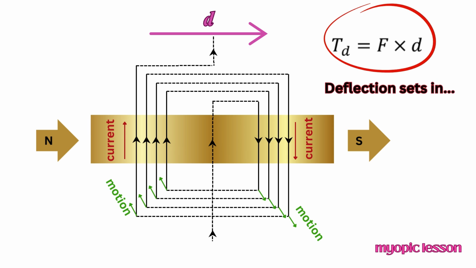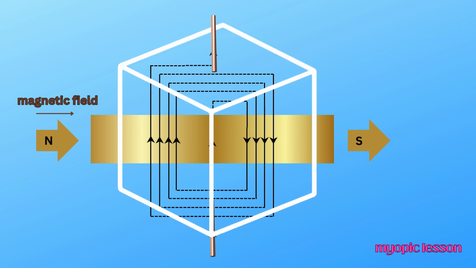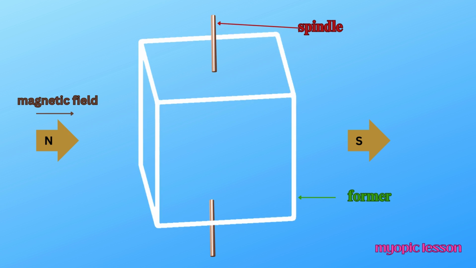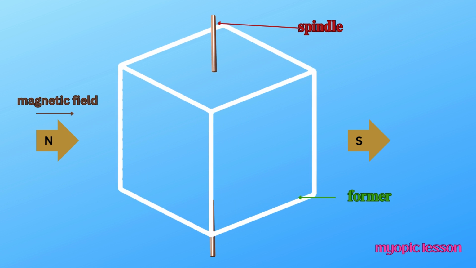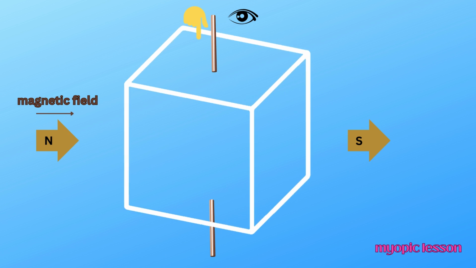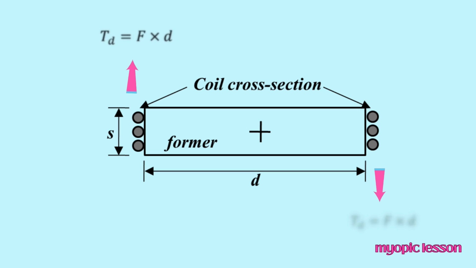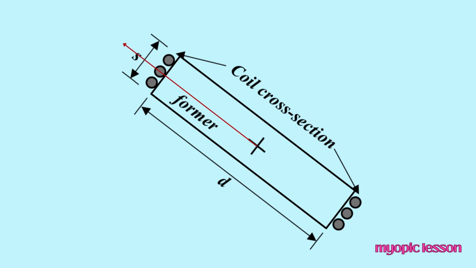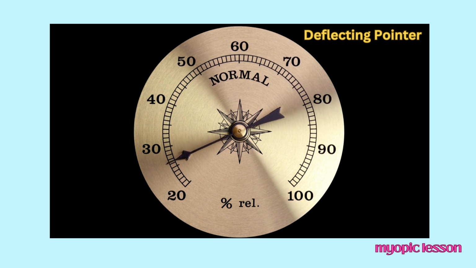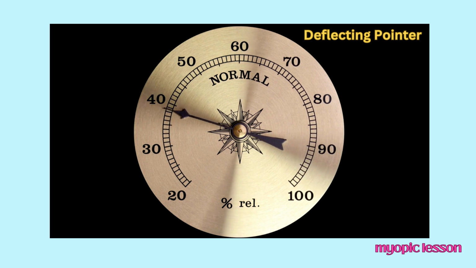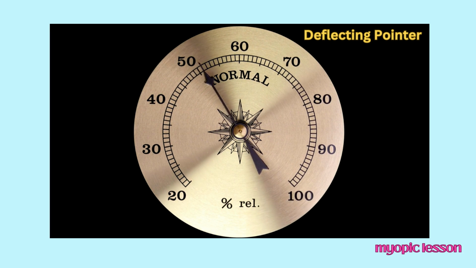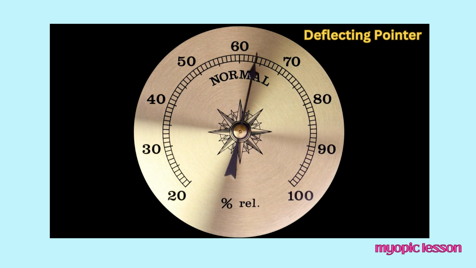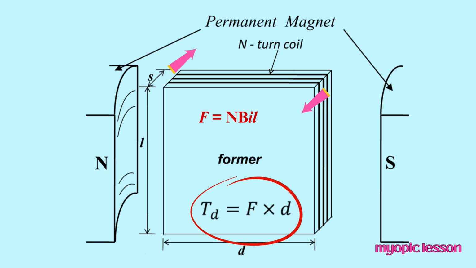This torque causes the coil to deflect. A spindle runs through the former and acts as the axis of deflection of the coil former assembly. The top view of the whole structure becomes, schematically, the entire structure looks like this.